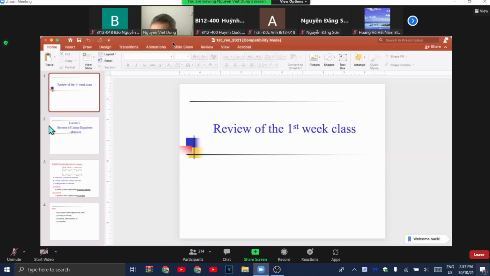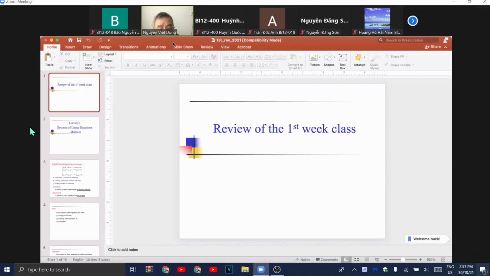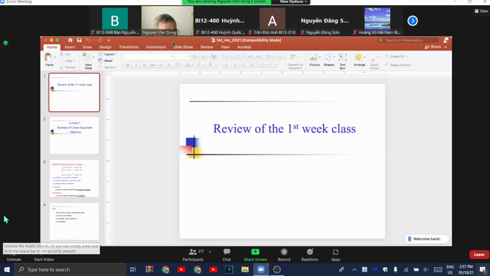Please tell me, is it difficult for you to connect to Zoom or not?